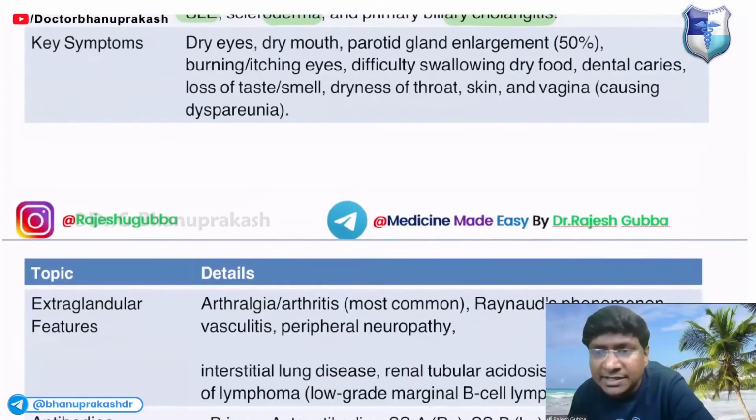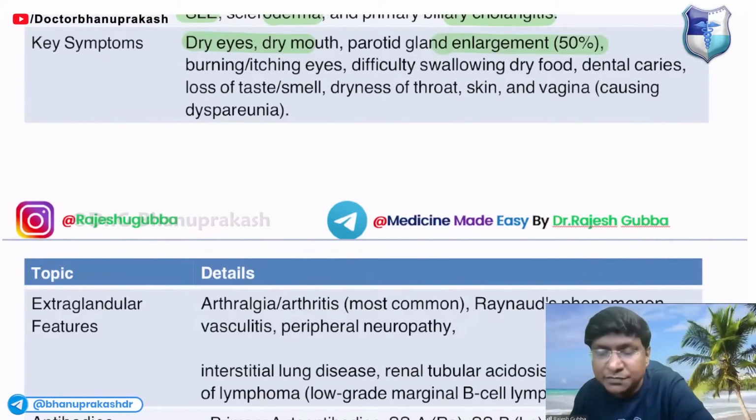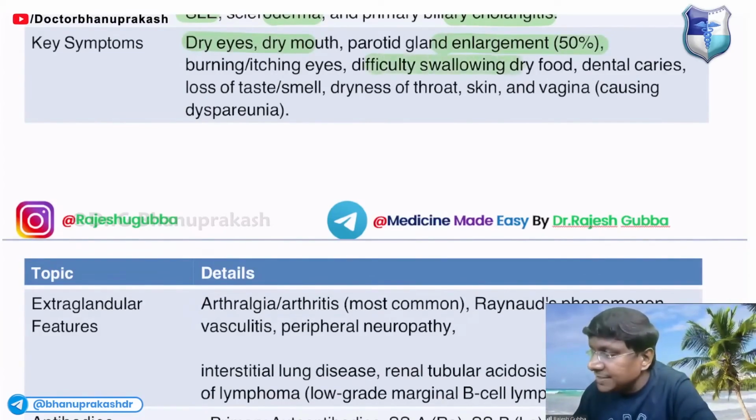Then, what are the important symptoms that you will have in Sjogren's? They are dry eyes and dry mouth, and parotid gland enlargement will be there in 50% of individuals due to infiltration of lymphocytes. There is also difficulty in swallowing dry food, dental caries, and in females, a dry vagina.